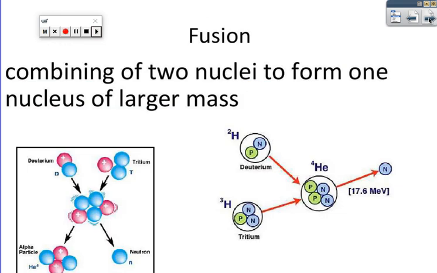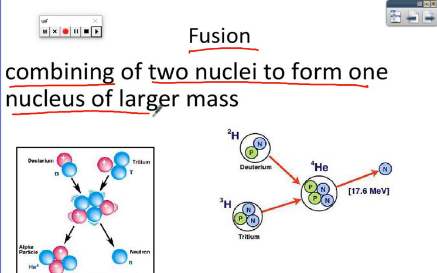Fission is splitting. Fusion, on the other hand, is combining of two nuclei to form one nucleus of a larger mass. This is smashing atoms together to create one. So fusion. Fuse versus fission. Fusion is when you have two smaller particles, bam, bam, smashing together to make one larger particle. So fission is splitting, fusion is to fuse together.